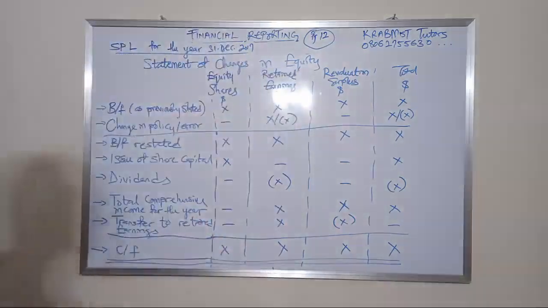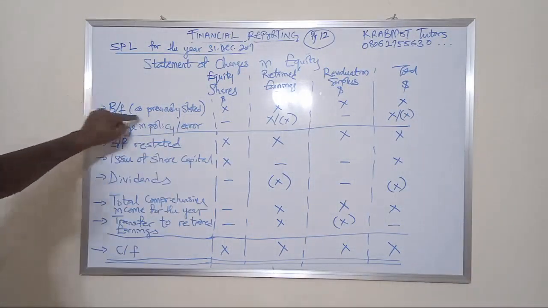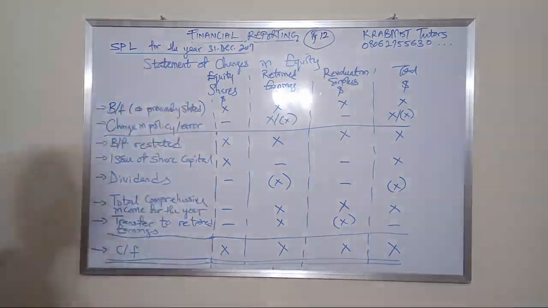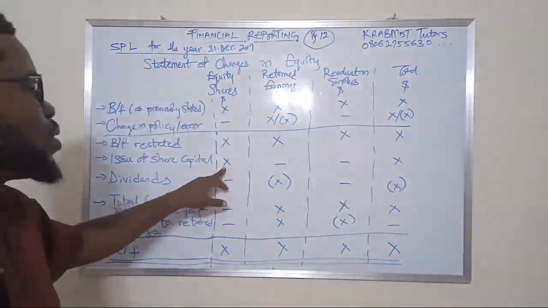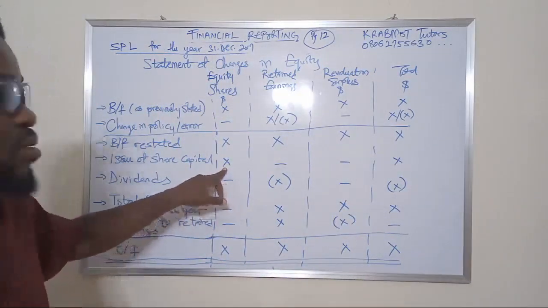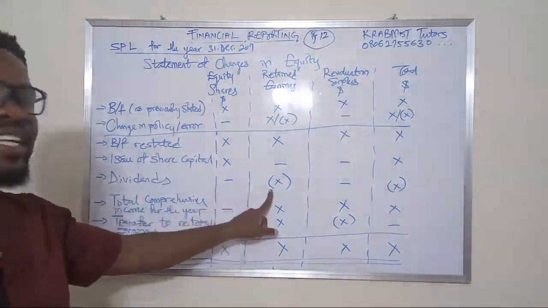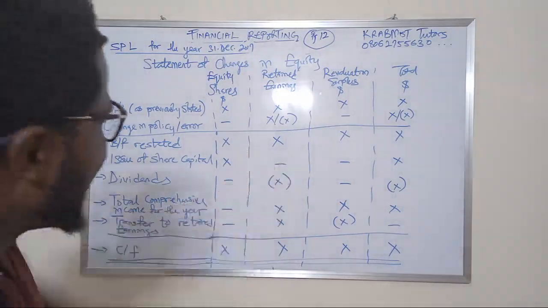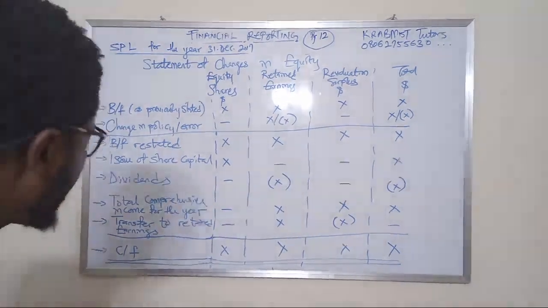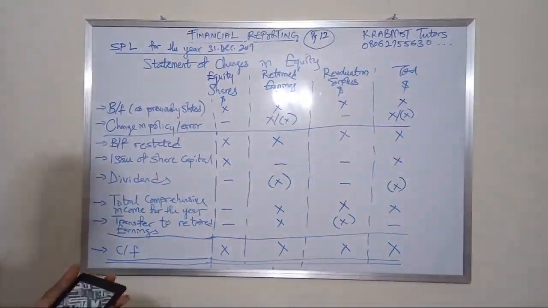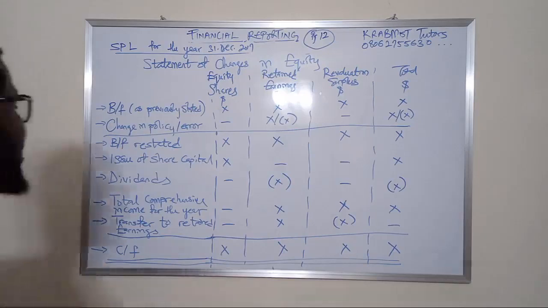So in explaining this, it is a basic format. Don't bother too much about this board forward, it's just the format. When you have all of this, issue of share capital can only go into equity shares. That is this. Dividends are paid out of what? Retained earnings. Clearly, total comprehensive income, we will visit that as we go.